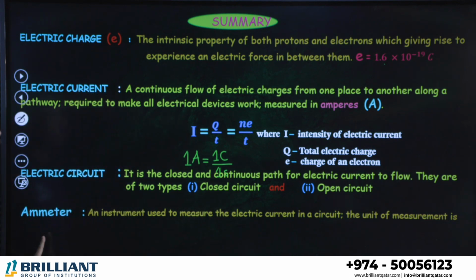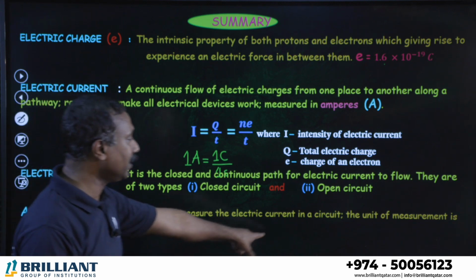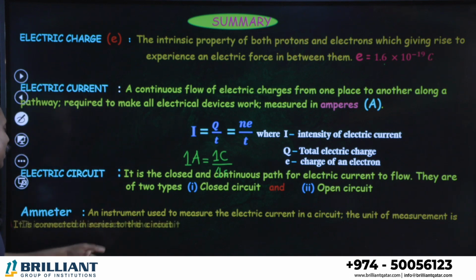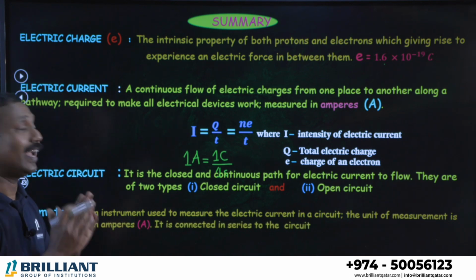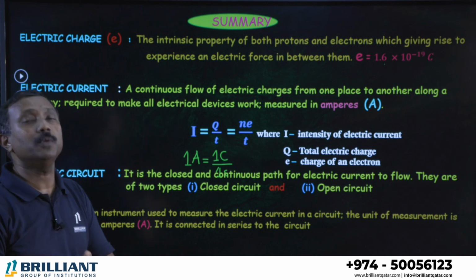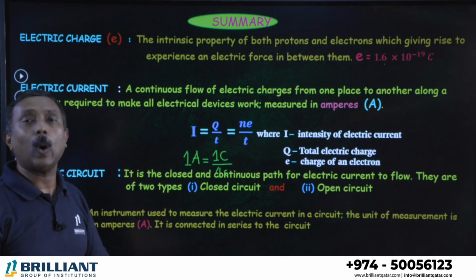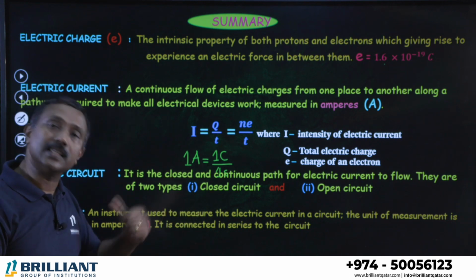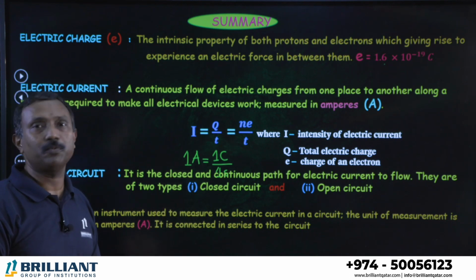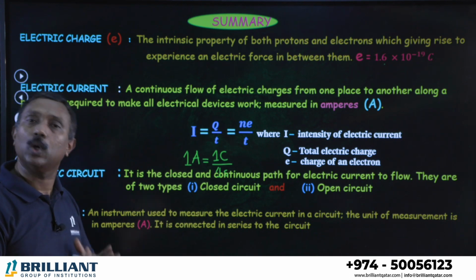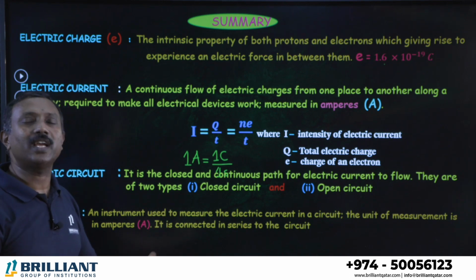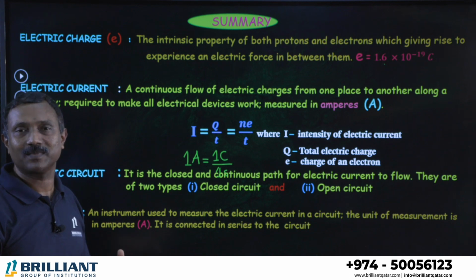So an ammeter is a device used for measuring the electric current in a circuit. In which unit is it measured? It is measured in amperes, and the ammeter should be connected in series. All these are the very important points that we discussed in this session. Hope all of you understood this concept well. If you got all these points, we can recheck them.